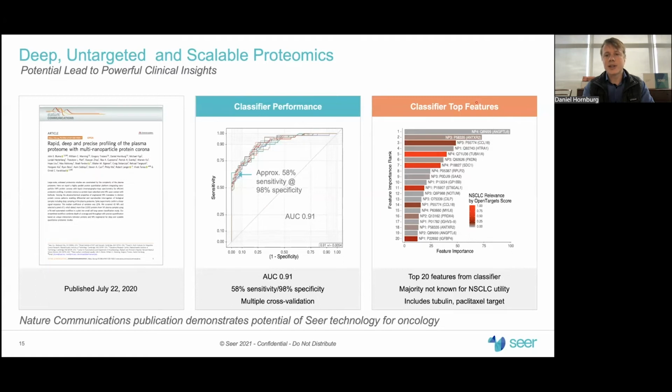And on the right-hand side, you see the most important features that contributed to the classification. And I would say this is a desired result that you have in proteomics or in omics in general, where you see some known targets mapped by Open Targets scores in red here, and some gray proteins, indicating some not yet implicated proteins for the disease. So you have a nice mix of confirmation as well as potentially new and interesting targets to follow up.